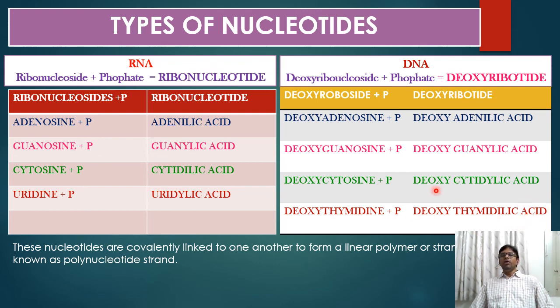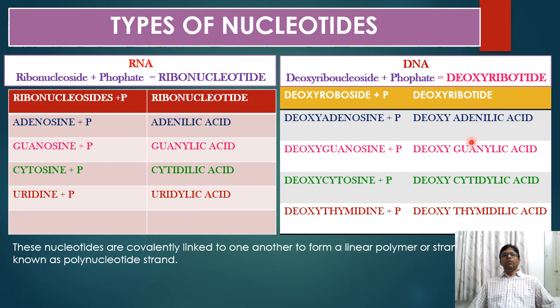In this way, four types of deoxyribonucleotides are found in DNA. They are deoxyadenylic acid, deoxyguanylic acid, deoxycytidylic acid, deoxythymidylic acid. And these four deoxyribonucleotides are repeatedly found in the polynucleotide chain of DNA. These are the fundamental units of the polynucleotide chain of DNA.